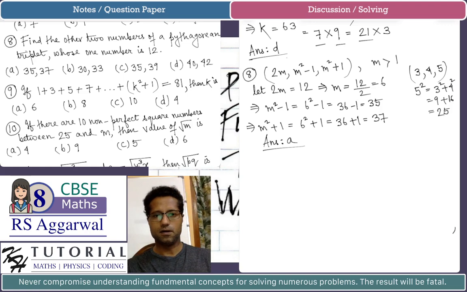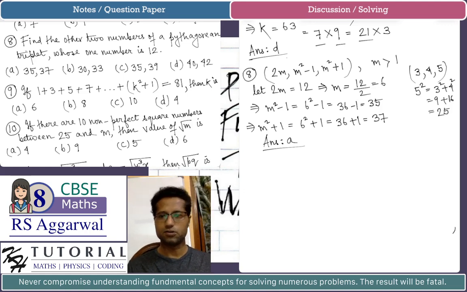But whatever the Pythagorean triplet is, whether one number is given or any other information is given, based on that you can always try first to see if you can express that Pythagorean triplet in the form twice m comma m square minus 1 comma m square plus 1, and from there if you can find m. If you can, then you are done.